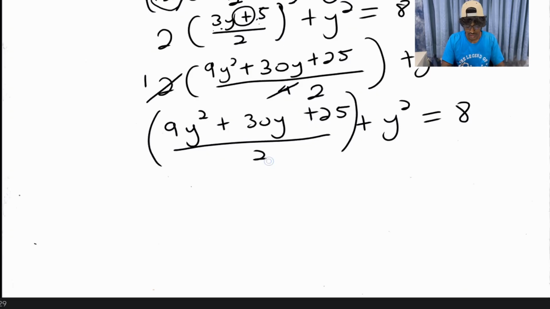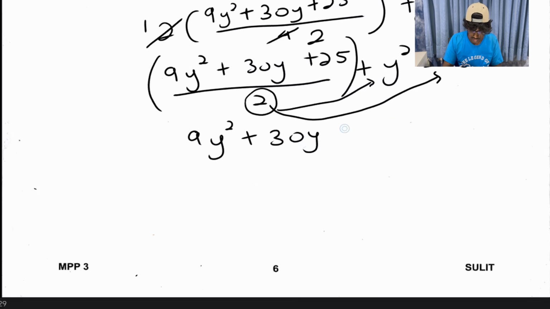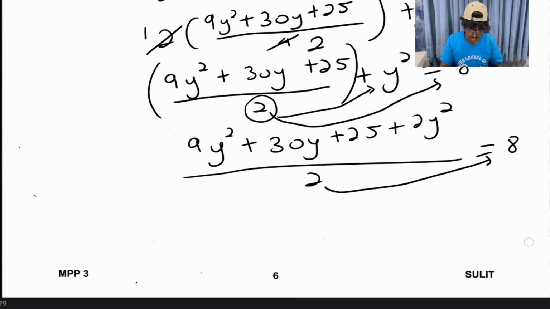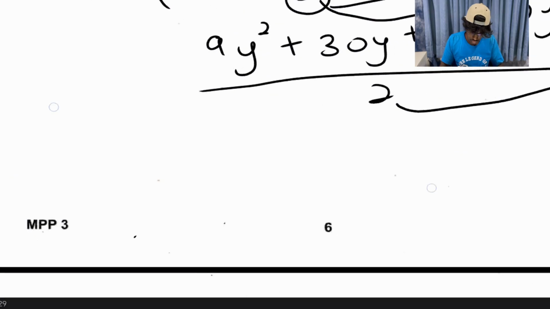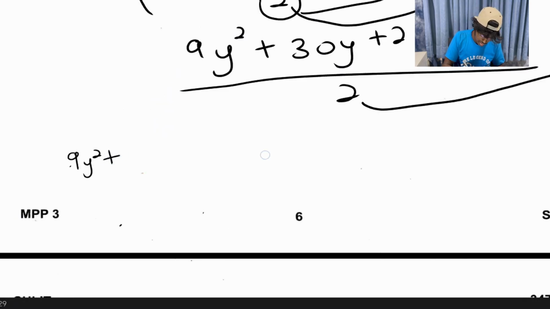I see this fella being a nuisance that has a divide 2 thingy there. I don't want that. I want to take this 2 and go over here. What am I going to do for that? So what I do is basically, I times this 2 with this y over here. When I do that, this equation can look like this. So when it looks like this, now I can take this 2 and go over here, which makes things a lot simpler. So now there is no space. So when I take this 2 and go over here, 8 times 2 is 16. So we can now write it like this. 9y kuasa 2, 30y plus 25 plus 2y kuasa 2 equals to 16. I'm gonna write it a bit small because we don't have space.